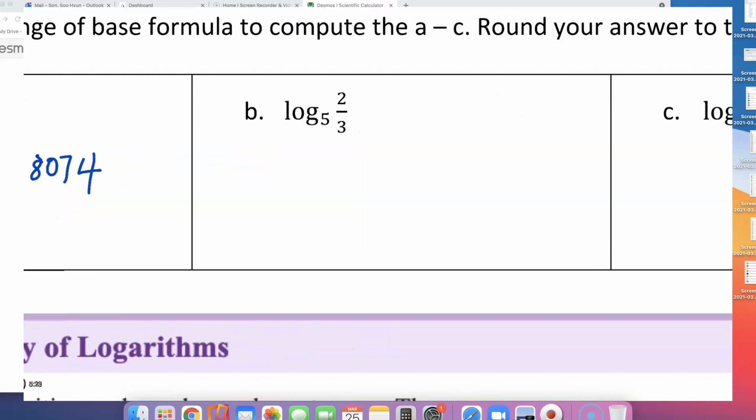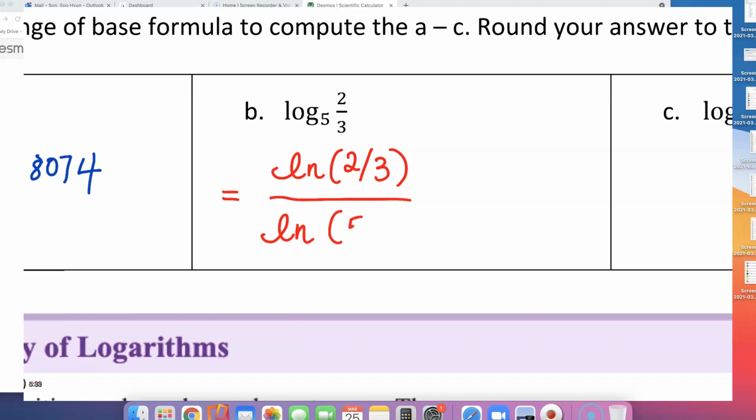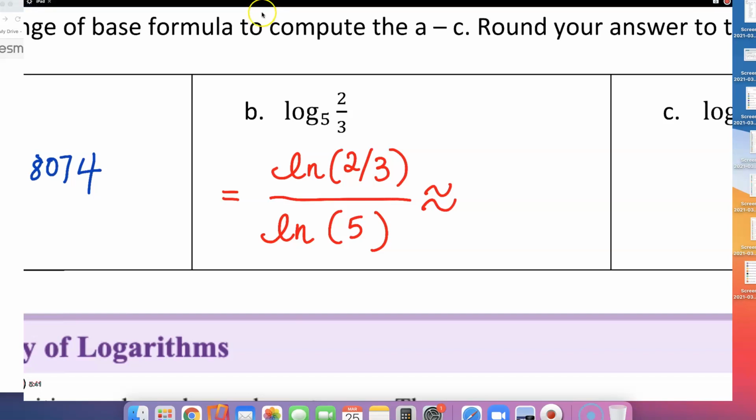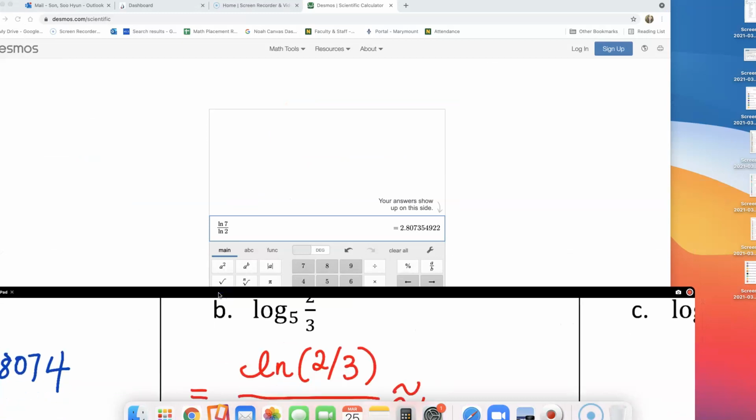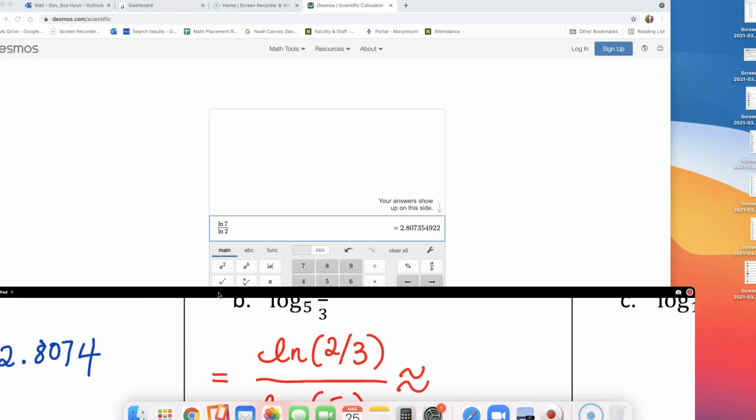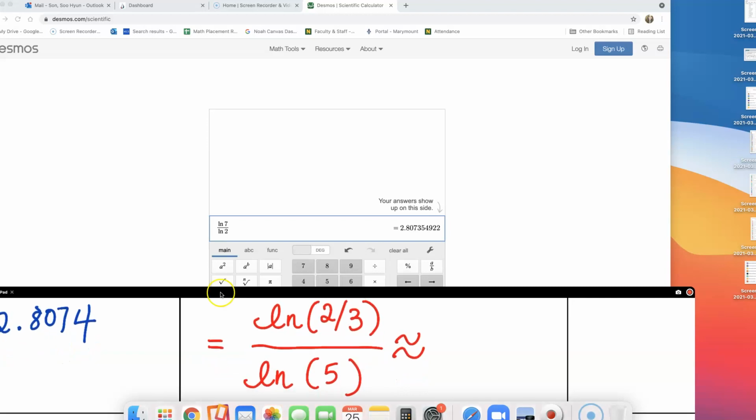How about this one? I'll say this is the same thing as natural log of 2/3, which is the argument, right? Divided by natural log of the log base, 5. And what I'm going to do is get a decimal approximation of this on a Desmos scientific calculator, which doesn't do other log bases other than natural log and common log. So let me type this in.